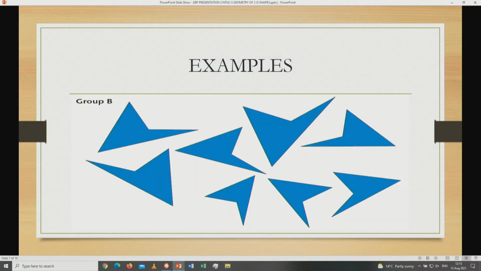Then we have group B. Let us look at group B shapes there, guys. 2, 4, 6. We have got 8 shapes there. Something about congruency, something about similarity. I don't know, guys, but we can see there.